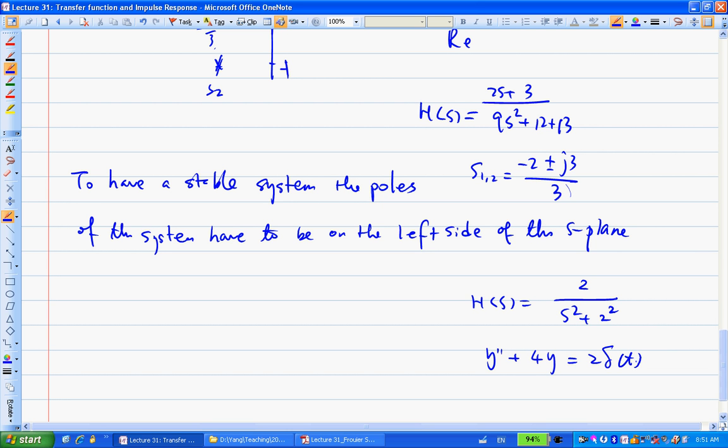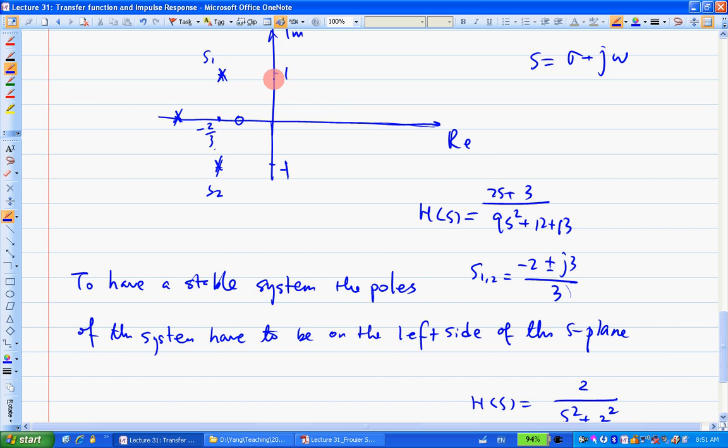We'll talk about that next time. So the transfer function of this one will be this. As you can see, what are the poles here? The denominator is s squared plus 2 squared. You set this denominator equal to 0 and get s1,2 equal to plus or minus j2. So your locations are here and here.